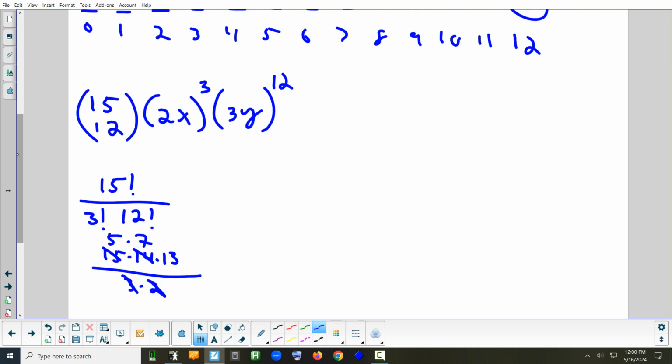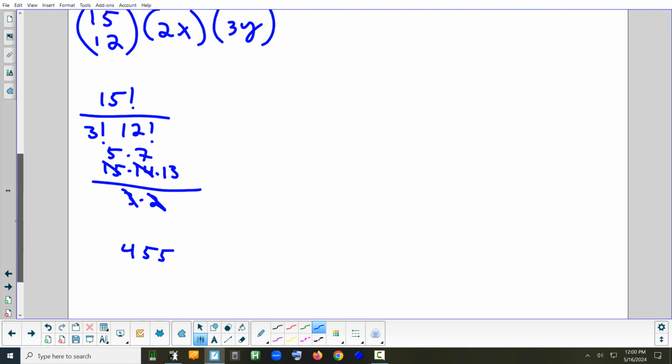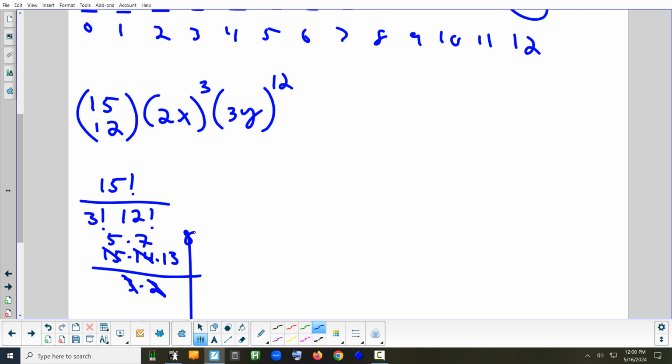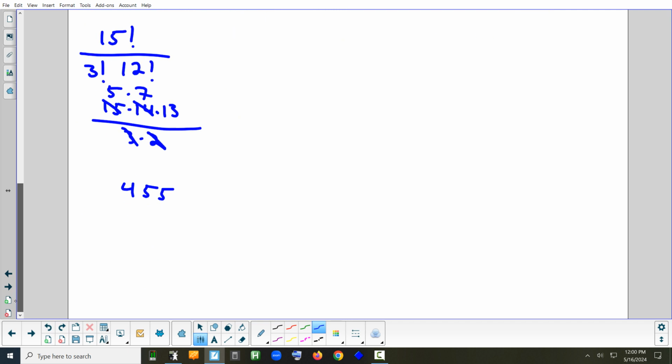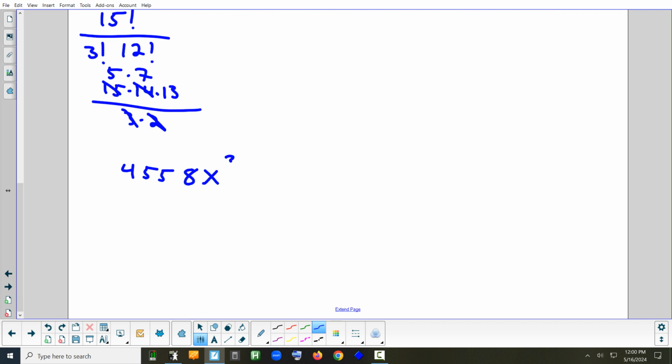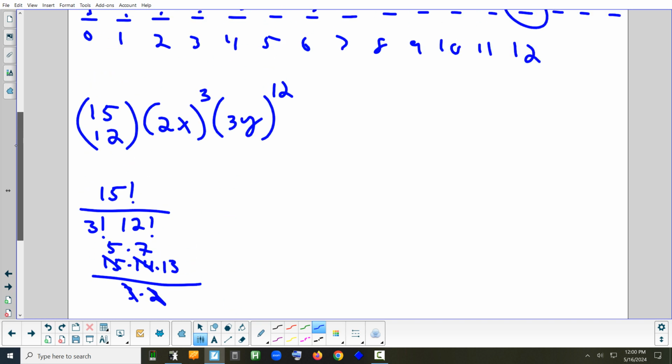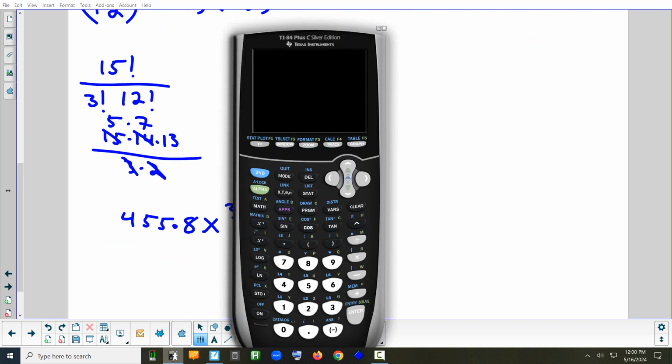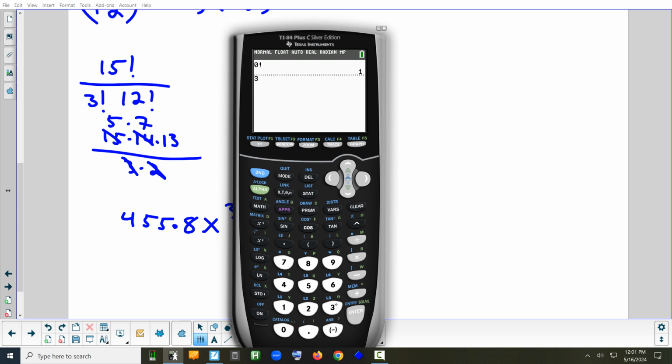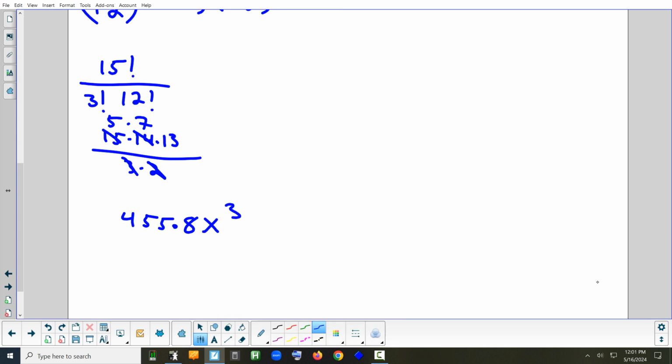What's 2x cubed? That one we can do pretty quick. 8x cubed. Okay, so we got that one. So I need to multiply that after. And then 3y to the 12th. Well, I don't know what 3 to the 12th is. 531,441.